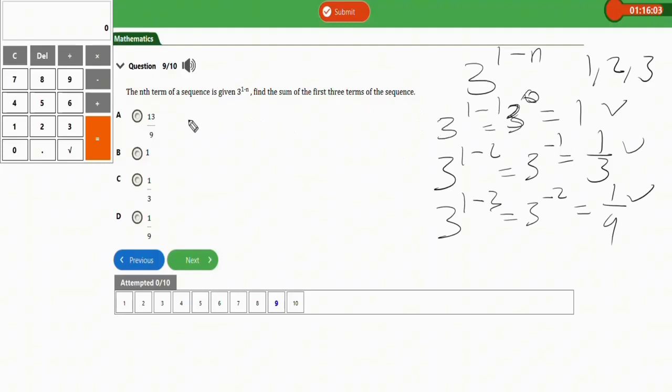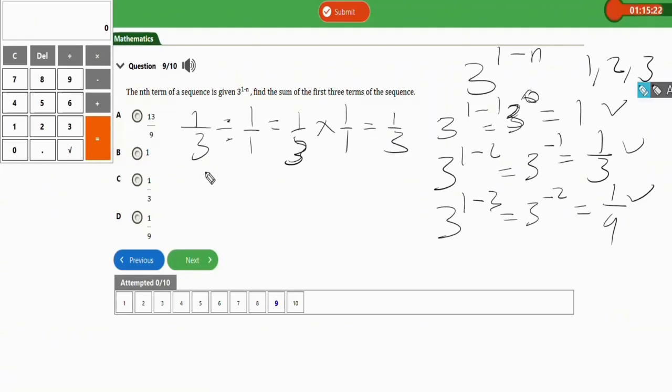Now when you divide, this is the first term, second term and third term. Now let's divide 1 over 3 divided by 1. So this is the same as 1 over 3 times 1 over 1, which will give us 1 over 3 as well.